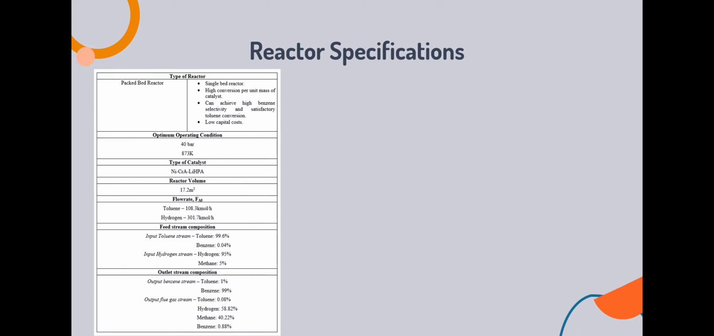Moving on to the reactor specifications, our reactor has been set based on this table below. Now the type of reactor that has been chosen is the packed bed reactor because it is a single bed reactor, it has high conversion per unit mass of catalyst, it can achieve high benzene selectivity and satisfactory toluene conversion, and it has low capital cost.